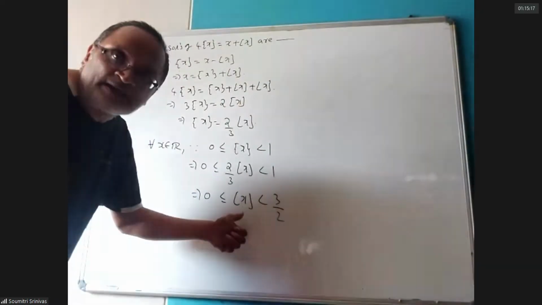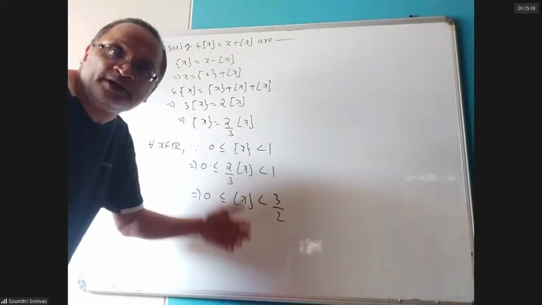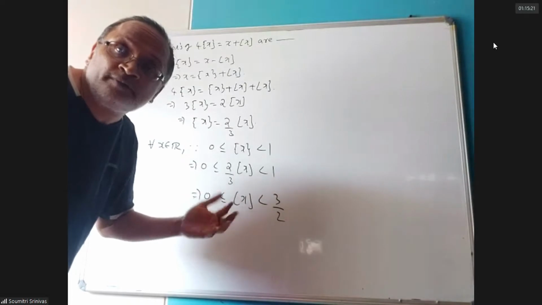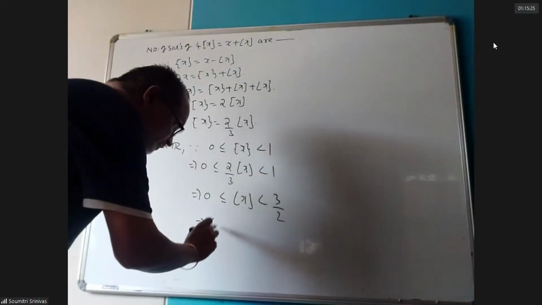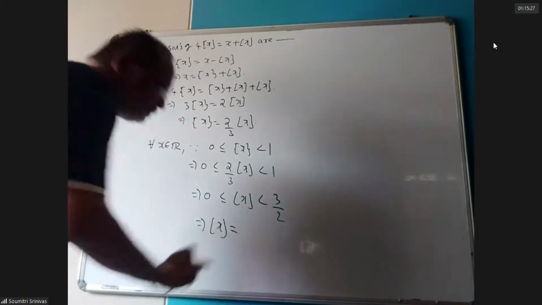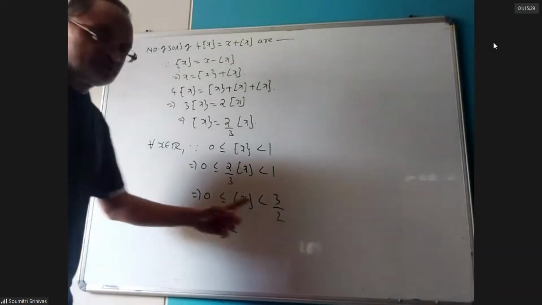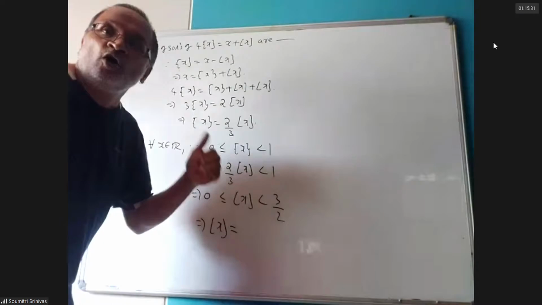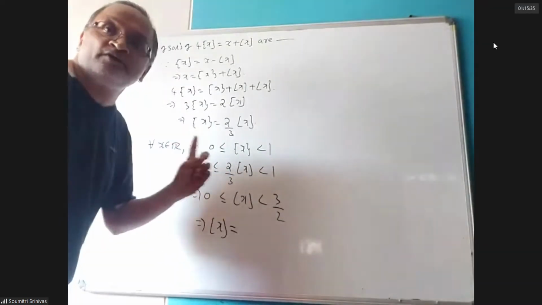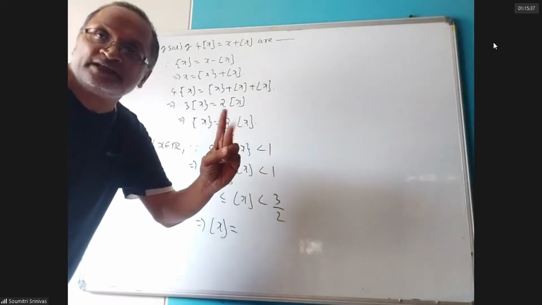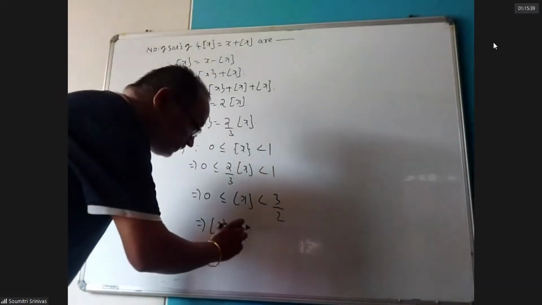So step x is lying between 0 and 3/2, but in this 0 and 3/2, how many integers do I have? 0 is 0, 3/2 is 1.5. How many integers are there between 0 and 1.5? 2 integers. What are they? 0 and 1.